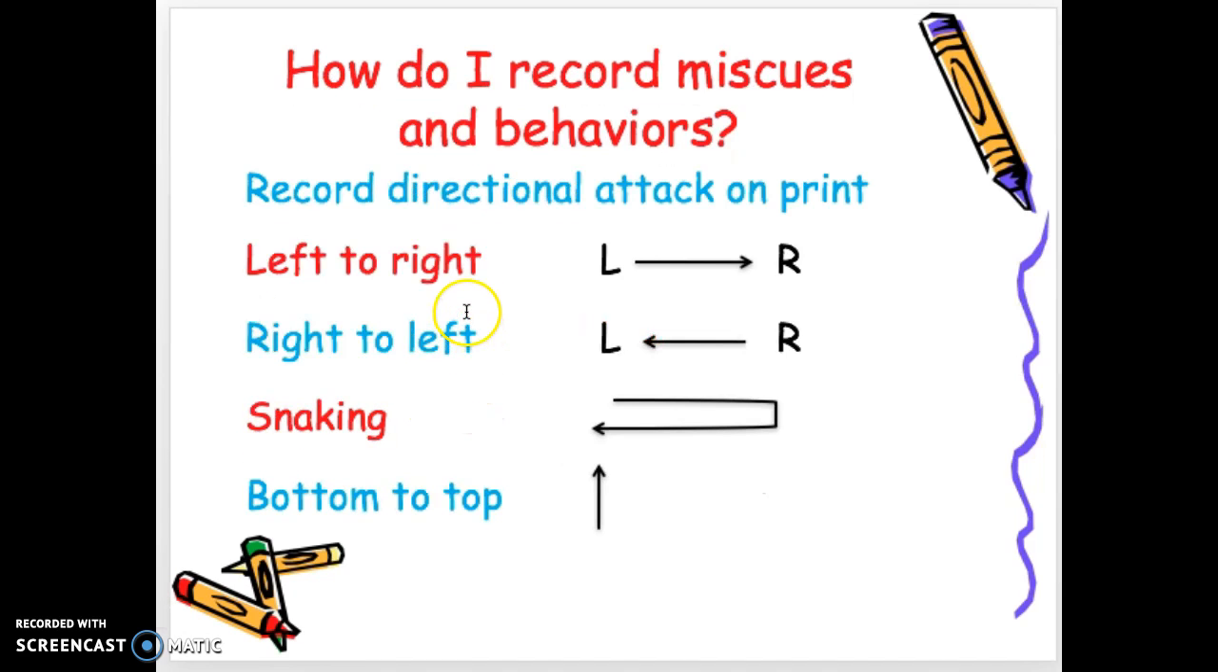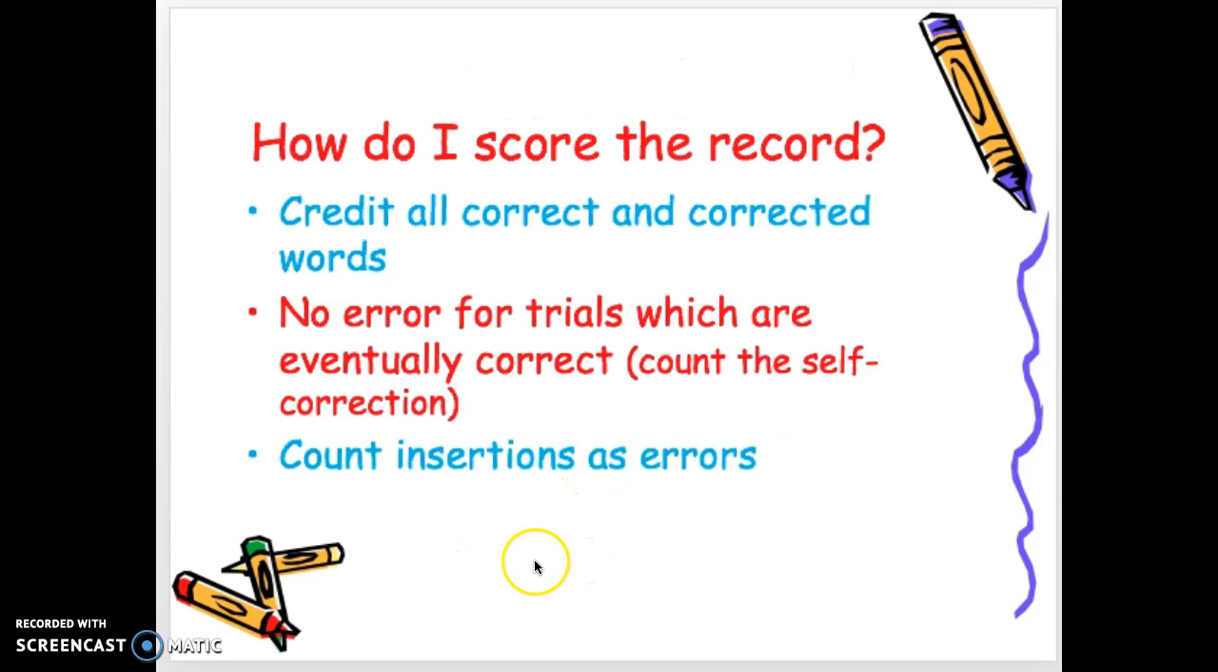Okay, recording miscues and directional. You want to show if she's reading left to right or right to left, if she's snaking by going back and reading over, or if she's going from the bottom to the top, which very rarely would occur.